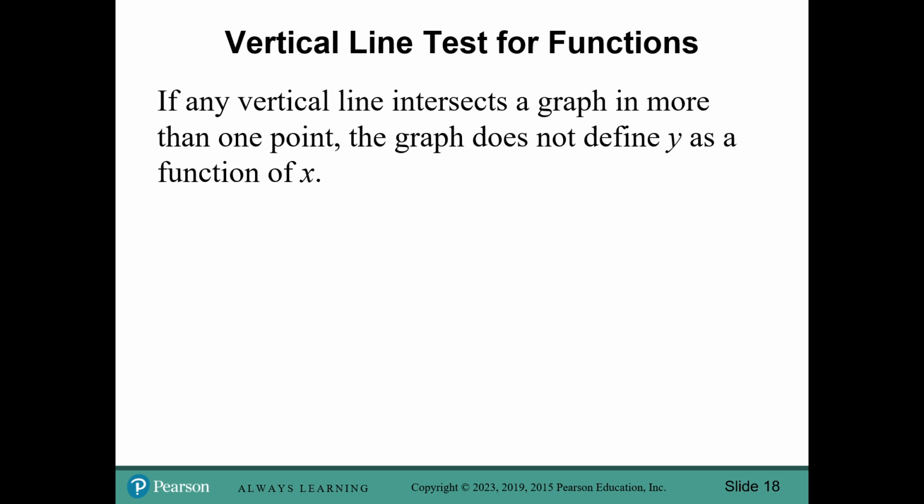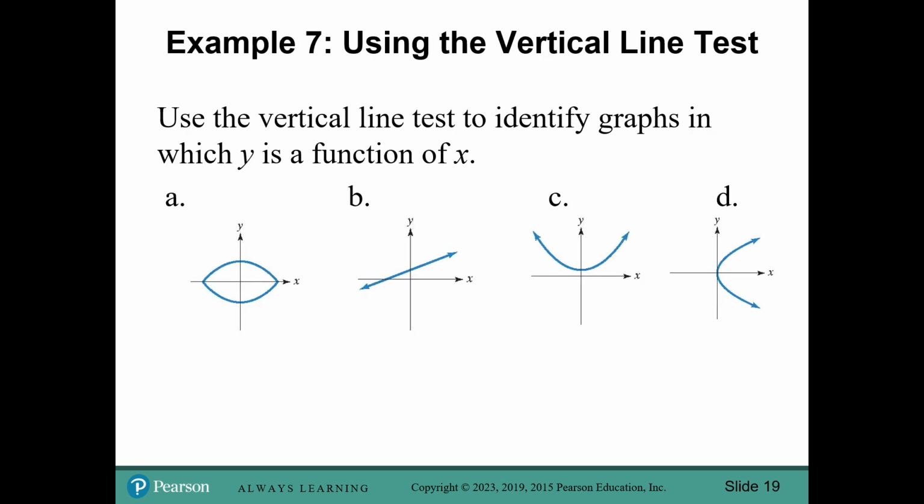Now, one of the things we have to do when we start messing with these equations and graphing is we have to do the vertical line test for functions. If any vertical line intersects a graph in more than one point, the graph does not define y as a function of x. Functions are very important, and following the function rule is very important. So, using the vertical line test, we want to identify graphs in which y is a function of x in example 7. So we're going to use this vertical line test.